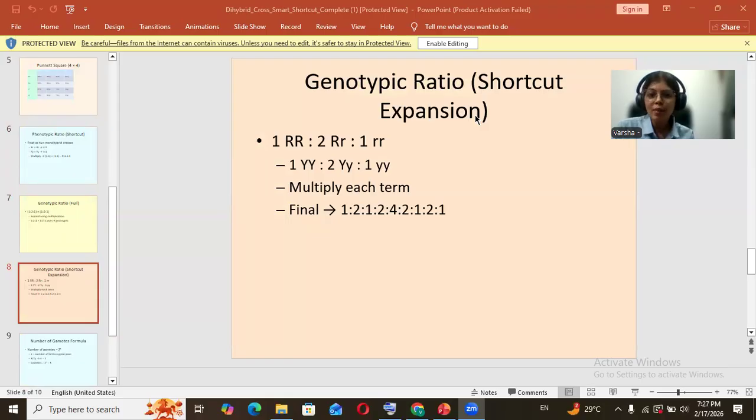Now for the shortcut method that we were talking about, you can either multiply them like 1:2:1 into 1:2:1, or you can learn it like this. Write 1:2:1 at the start, and then 1:2:1 at the end, and then double it for the middle three numbers, which will be 2:4:2. So it's 1:2:1, 2:4:2, 1:2:1.